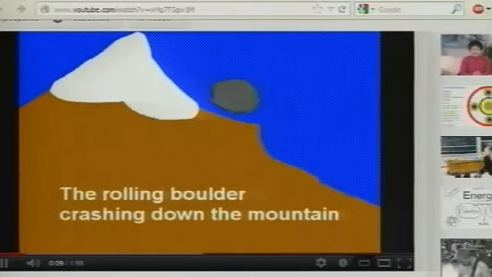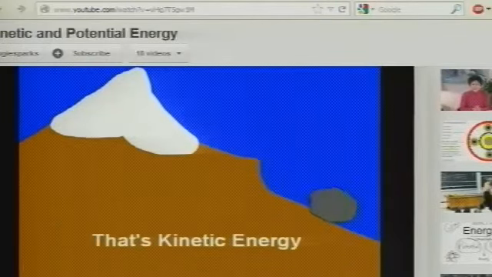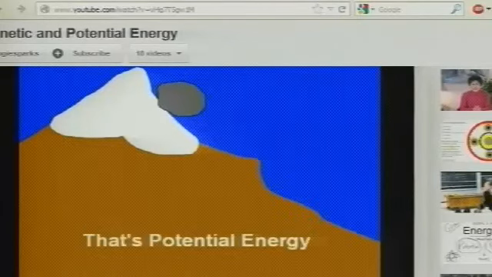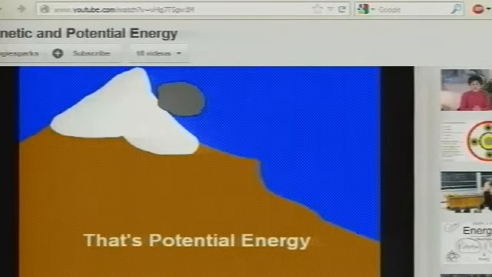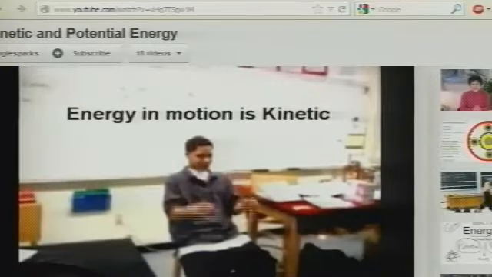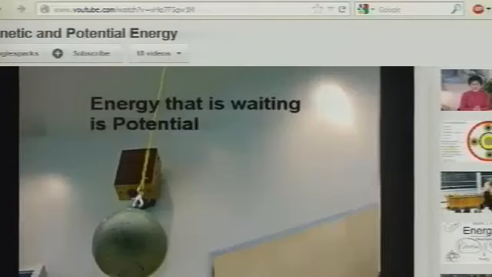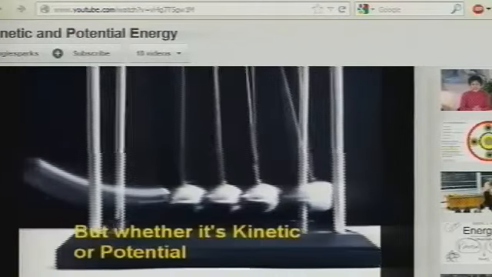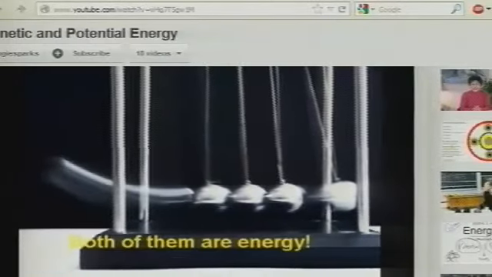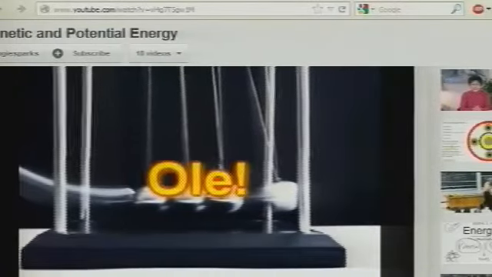A rolling boulder crashing down the mountain. That's kinetic energy. Kinetic. A boulder sitting high upon the mountain. That's potential energy. Potential. Energy in motion is kinetic. Energy that's waiting is potential. But whether it's kinetic or potential, both of them are energy.